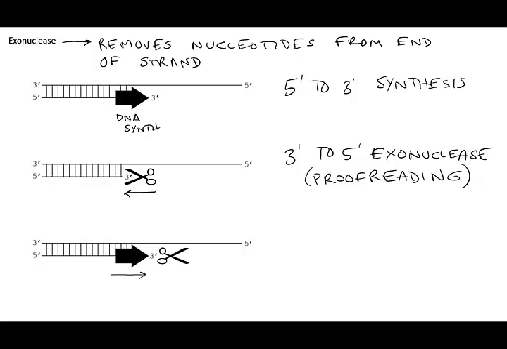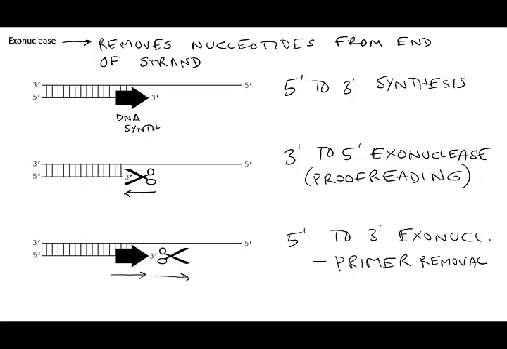Now in our bottom drawing here, what we see is that both the arrows and the scissors are going the same direction. And so this is 5' to 3' exonuclease activity. In other words, we're removing nucleotides in the same direction that we're synthesizing the DNA. And this is important in cells for primer removal, which takes place during DNA replication. So you can imagine if there's a double-stranded region out in front of this polymerase moving along here, it has the ability to chop away those nucleotides and allow the synthesis of the new strand to continue. So that's important for removing primers.